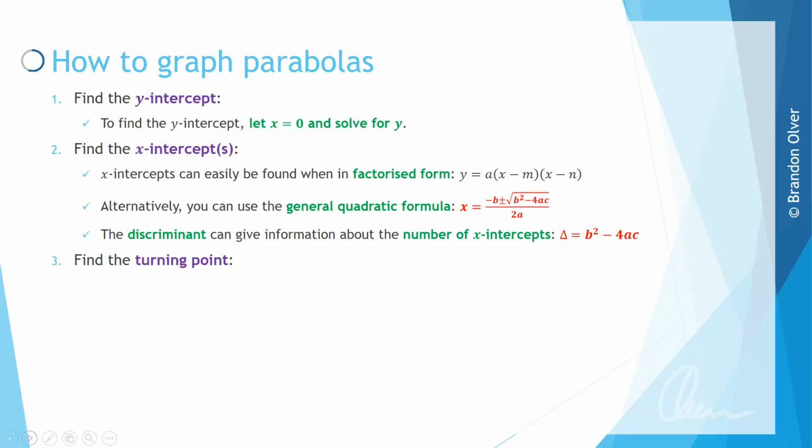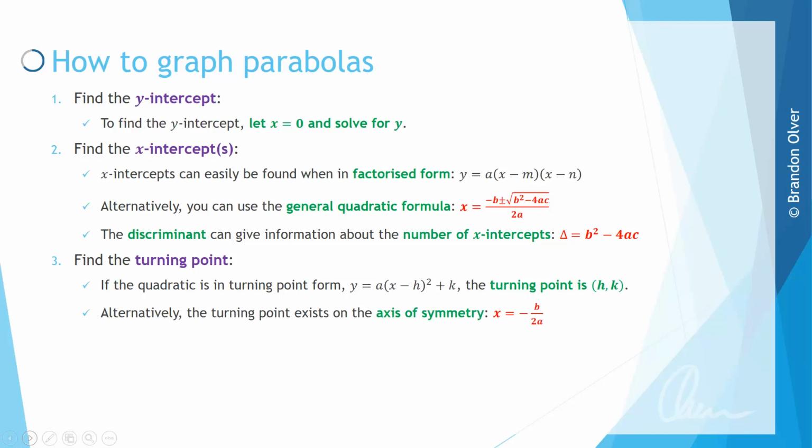Then you could move on to finding the turning point, and there's a couple of ways you could do this. The first is that in turning point form, where you have y equals a(x minus h) squared plus k, the turning point is simply (h, k). Alternatively, the turning point exists on the axis of symmetry, which is given by x equals negative b over 2a. Another way, a little bit similar to the axis of symmetry, is to find halfway between the x-intercepts of a graph, and we'll have a look at that technique too in this video.